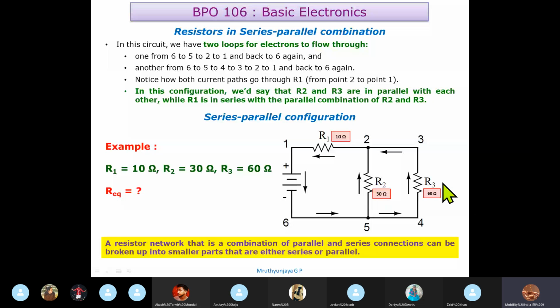In this particular example which I have given, if R1 is 10 ohms, R2 is 30, and R3 is 60, what could be the value of the total resistance here? My question is this. Can you work out and write back? You need to apply series and parallel combination. For these two, you must apply parallel combination, and then the resultant will be the series combination for this. How much would be the value? Quickly just work out and write back.